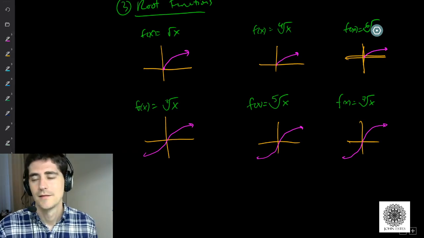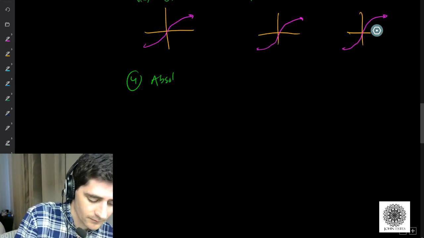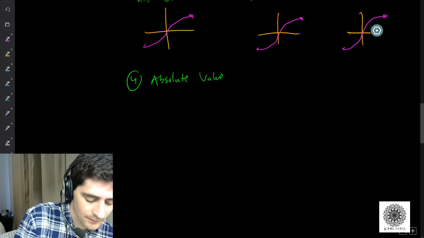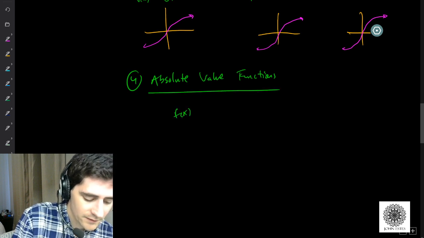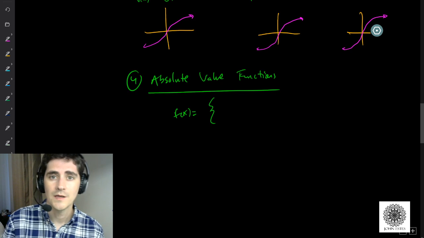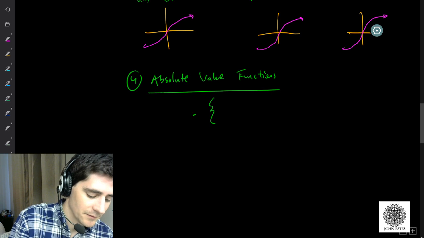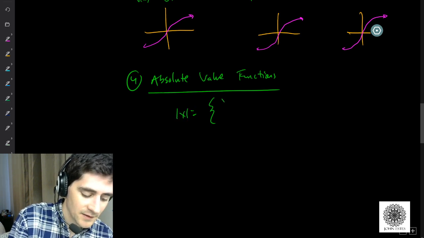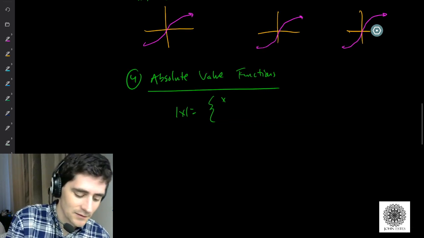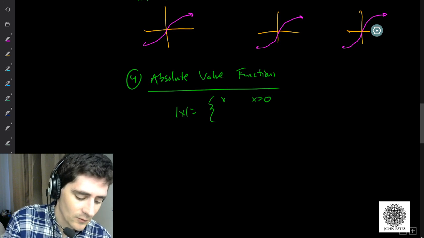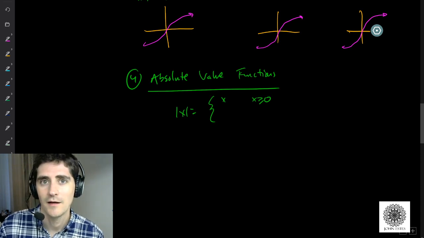Okay. Now, for the absolute value functions, which is the fourth group we wanted to look at, if you remember, the way we defined absolute value a long time ago was that the absolute value of x is defined as x as long as you plug in something positive, like the absolute value of 6 is 6. But if I plug in a negative number, like -6, the absolute value of that is 6.